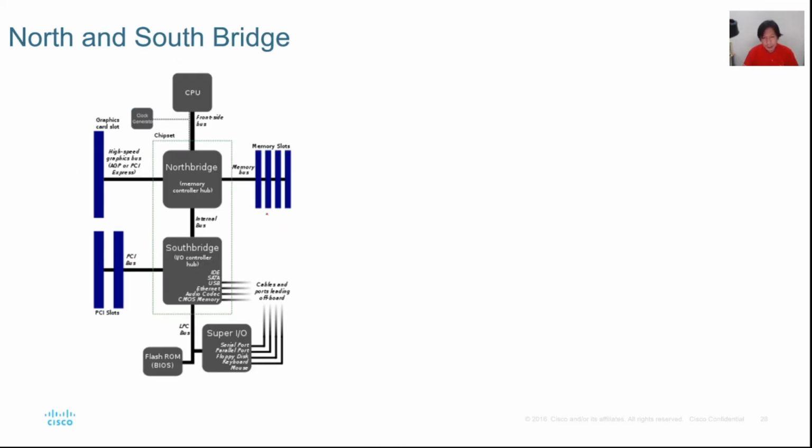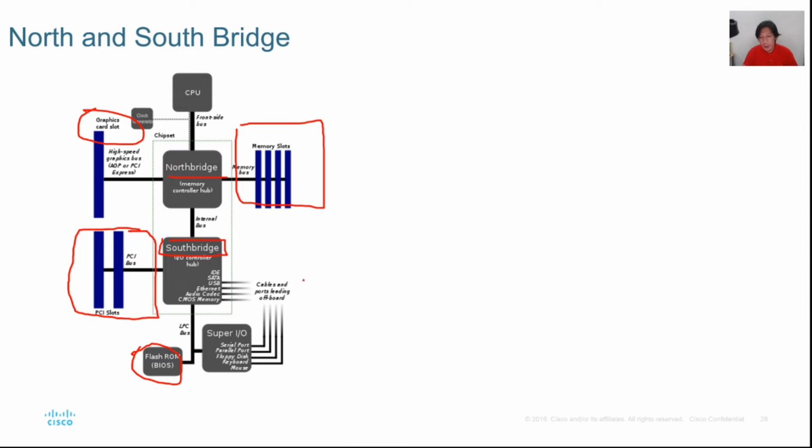This is another illustration. We have the input/output, or super I/O, such as the serial port, parallel port, floppy disk drive, keyboard, and mouse. Those parts interconnect to the south bridge. Also, the expansion slots such as PCI slots, and the BIOS, are controlled by the south bridge. The memory slots, the CPU, and the graphics slots will be controlled by the North Bridge. So let's see one particular board example.